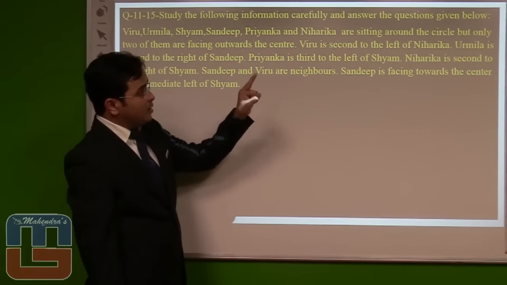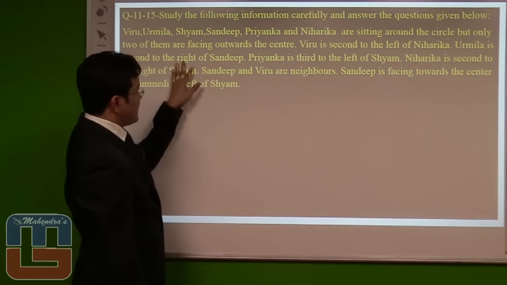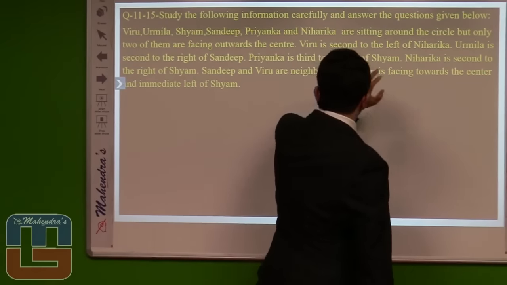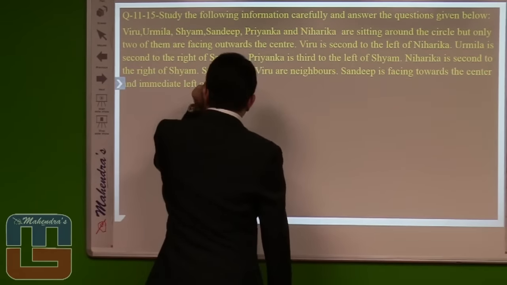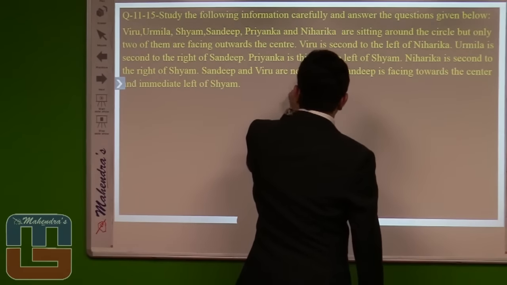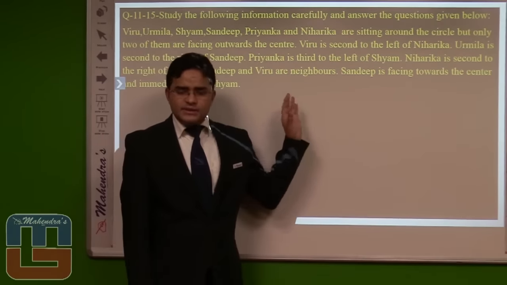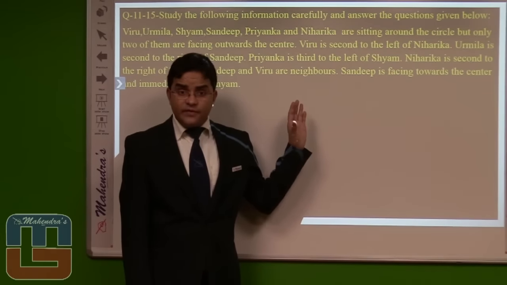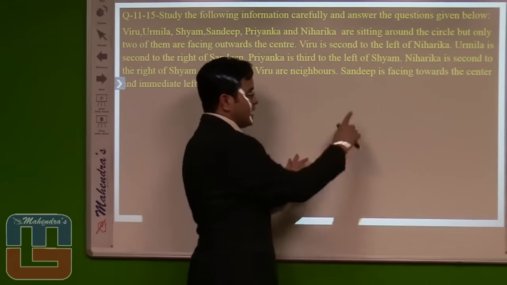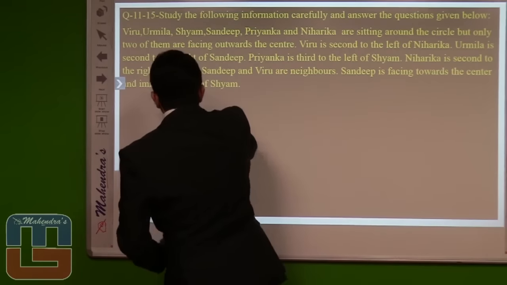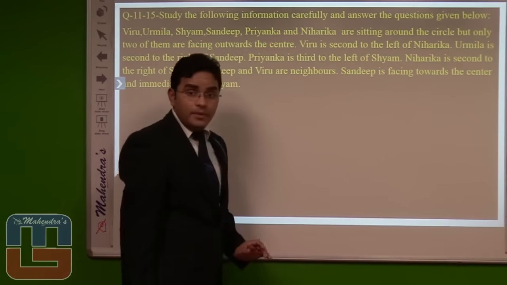Next statement: Umila is second to the right of Sandeep, Priyanka is third to the left of Shyam, Niharika is second to the right of Shyam, Sandeep and Viru are neighbors. Till here, is there any person confirmed with facing? No. But read out the last statement. Sandeep is facing towards the center and immediate left of Shyam.